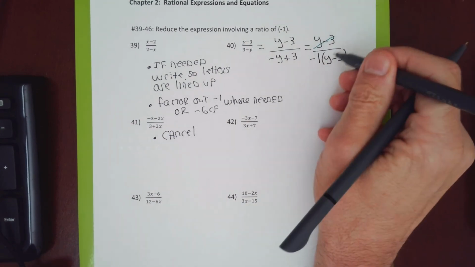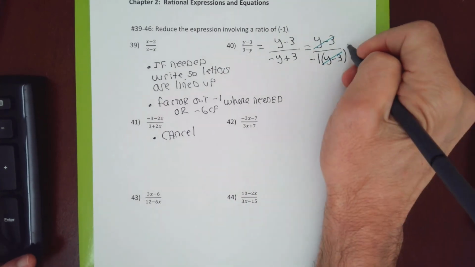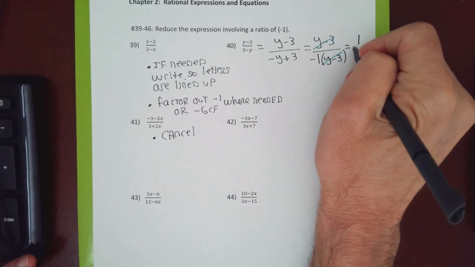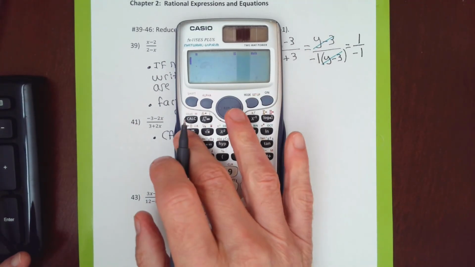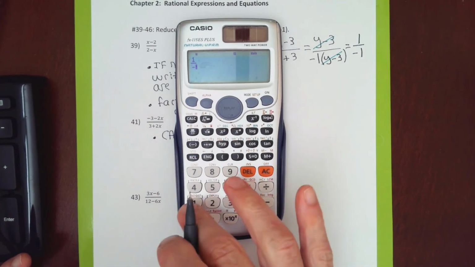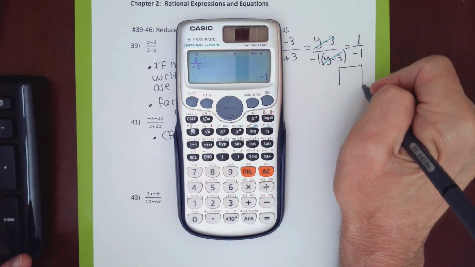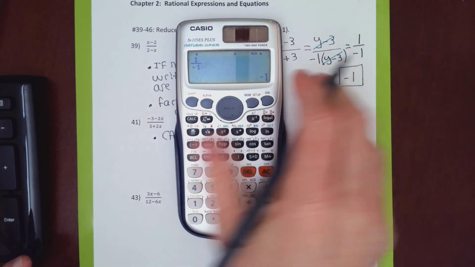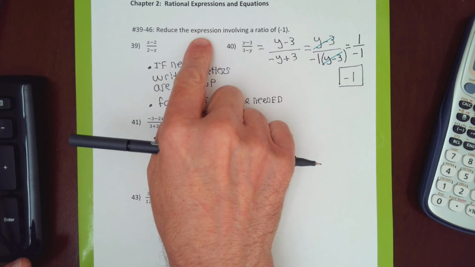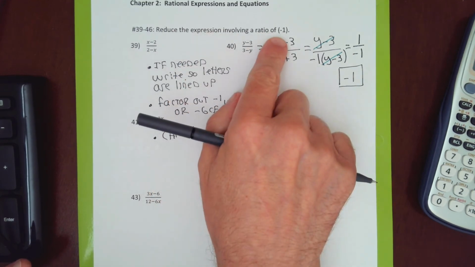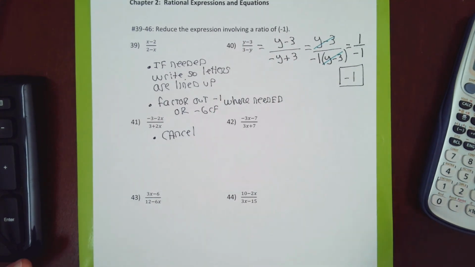The y minus 3's, they cancel to become 1's. I can't write a fraction without a numerator, so I'm going to leave the 1 behind that the fraction reduces into. And now I'm going to have the fraction 1 over negative 1, and that reduces to negative 1. So that whole fraction reduces to negative 1. That's why the instructions say reduce the expression, which means it doesn't have an equal sign, involving a ratio, which means fraction, to negative 1. This is a fraction that reduced to negative 1.